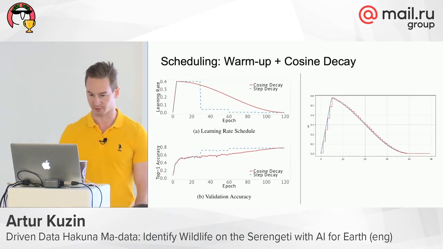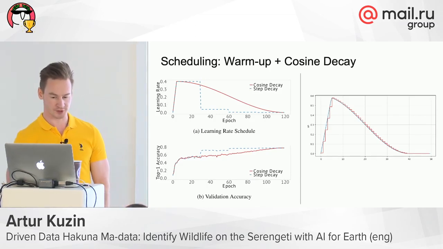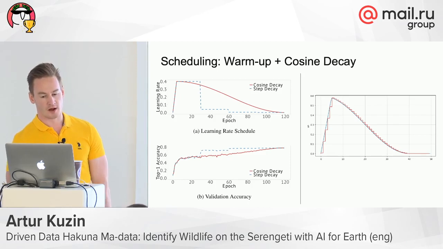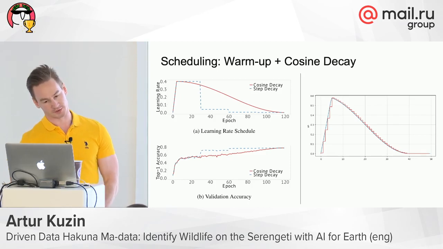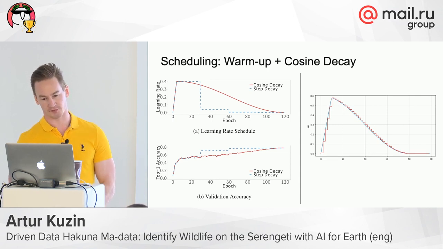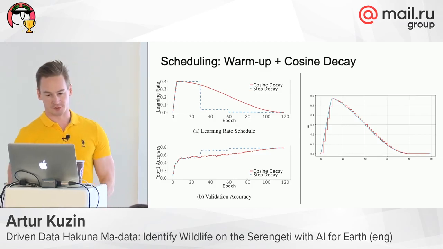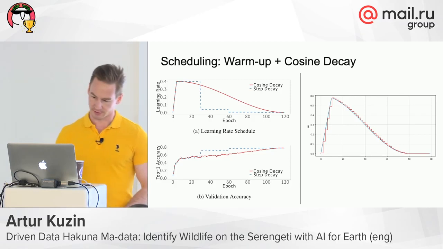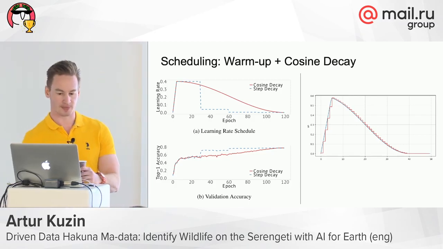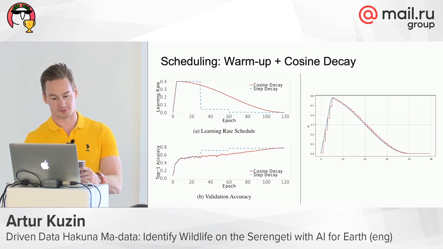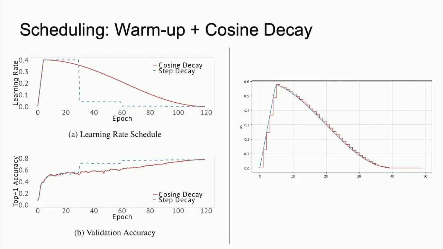The next one is scheduling. The default scheduling for training from scratch is step decay. Instead of this, the authors suggest using warm-up with cosine decay. The warm-up increases the learning rate from 0 to the target initial learning rate value during some epochs. And then cosine decay appears instead of step decay. On the left side of the slide is learning rate versus epoch, and on the bottom is validation accuracy.